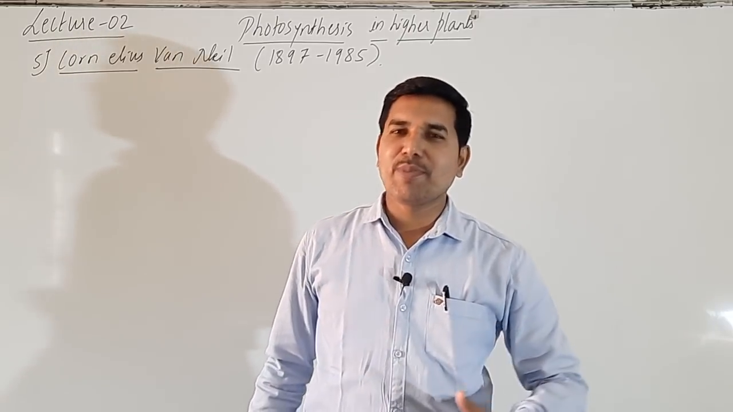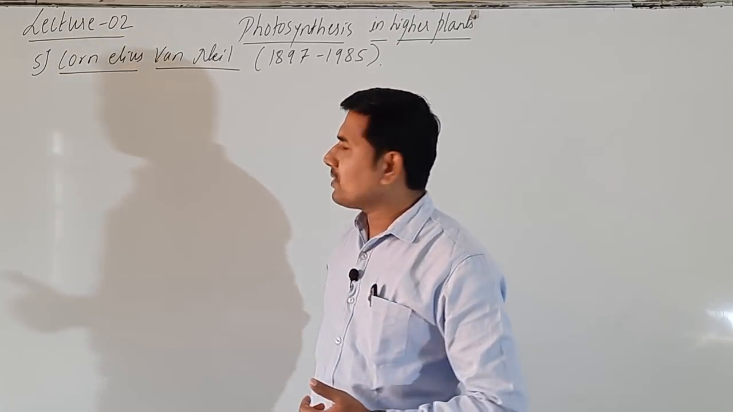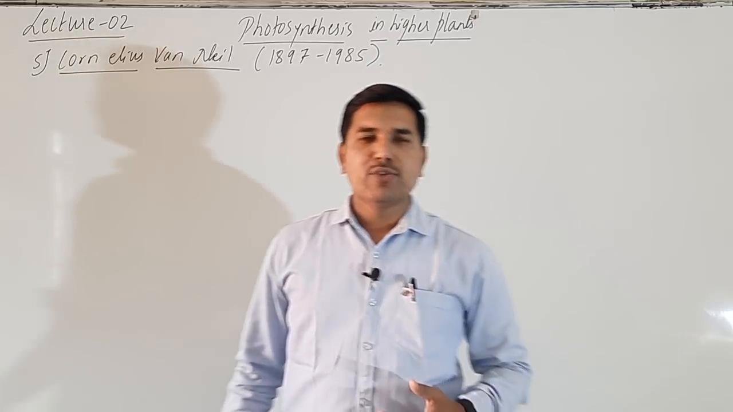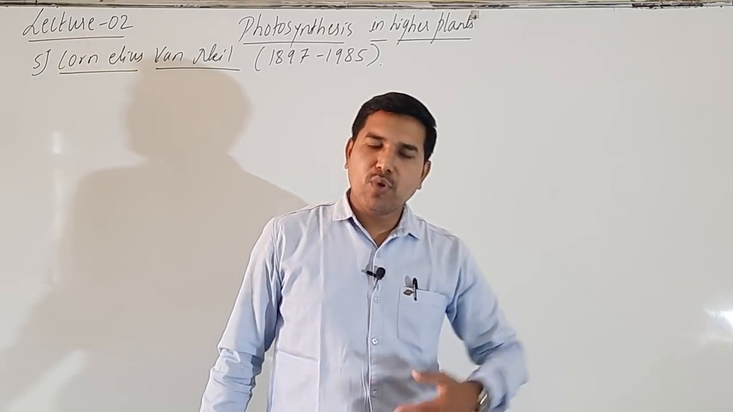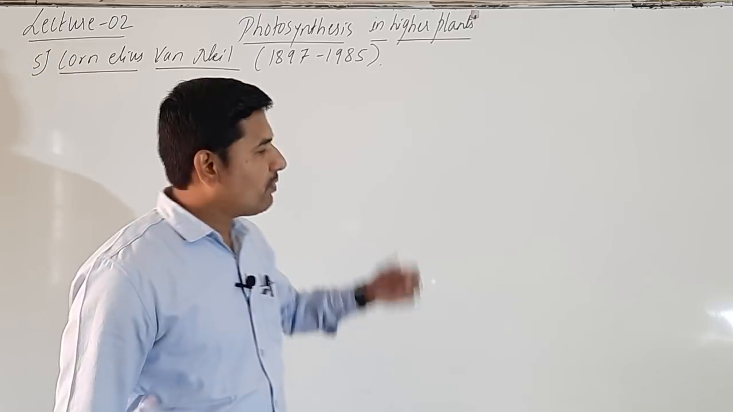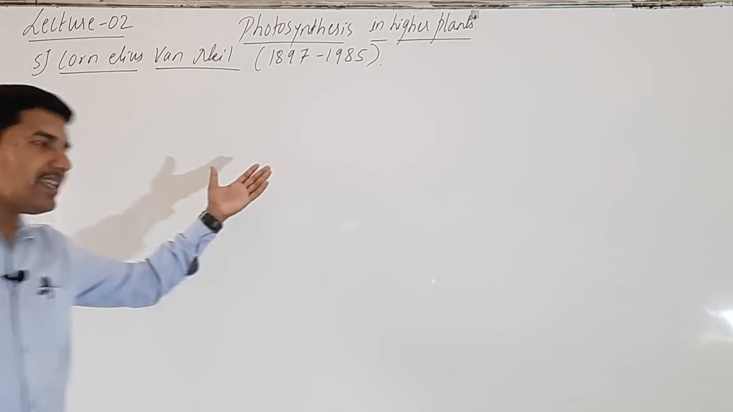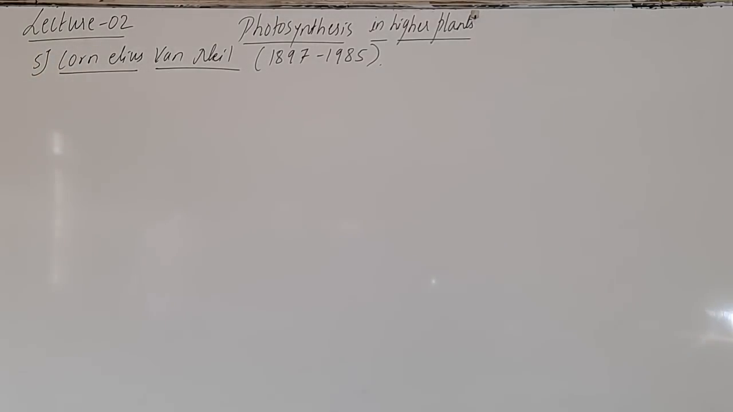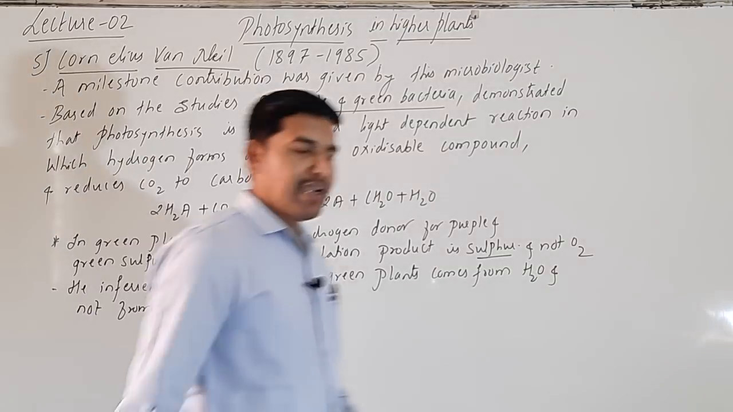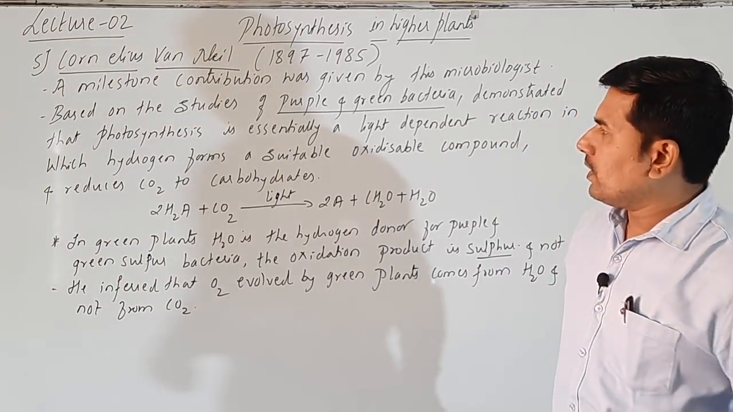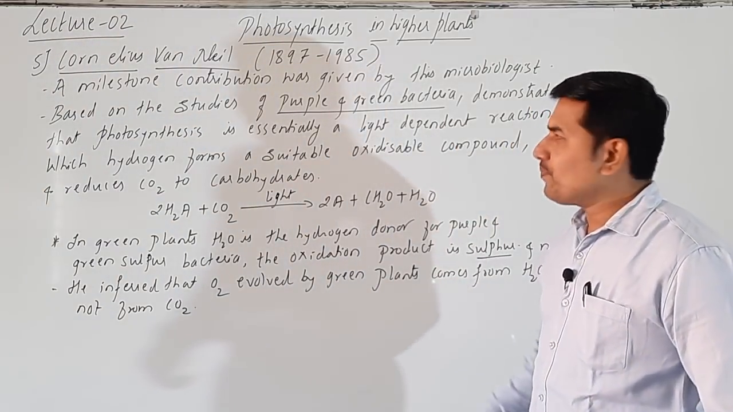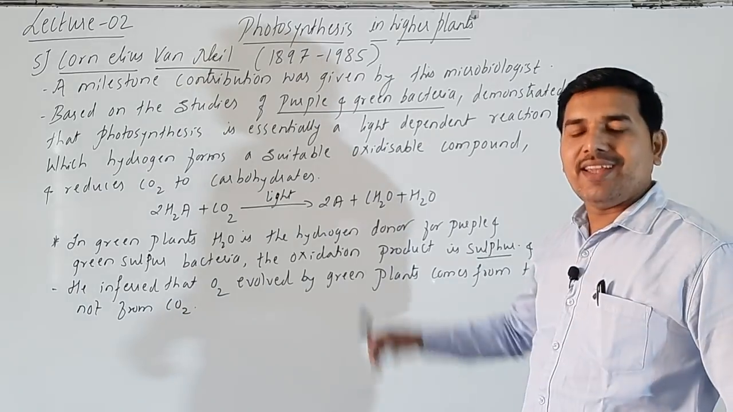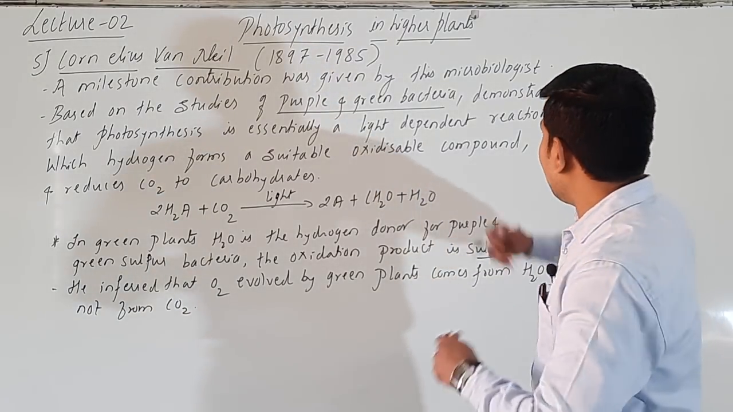So this was the experiment which was given by Cornelius van Niel, right. So, what is his experiment? So, let us look at the statement first and then we will discuss what exactly he has given. Okay, so let us look at the statement first. Now, this was the experimental evidence which was given by Cornelius van Niel. Now, what he stated? He was a microbiologist.